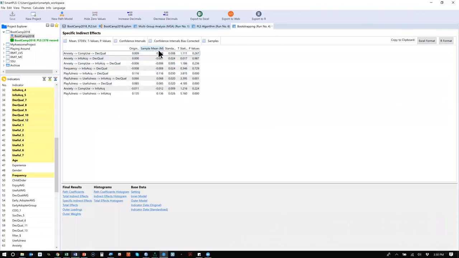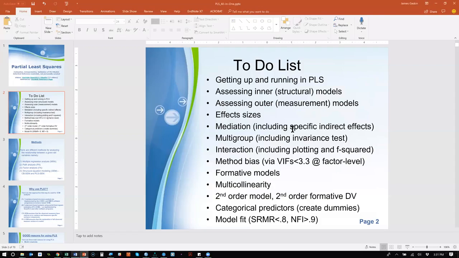What you look at is the sample mean, not the original. Sample mean estimate. And the ones that are significant, like this one, playfulness, information acquisition, decision quality, that is significant. You report that sample mean and that p-value. Specific indirect effects, that's mediation. All done. I love how fast that is. It's just done. It's part of it.